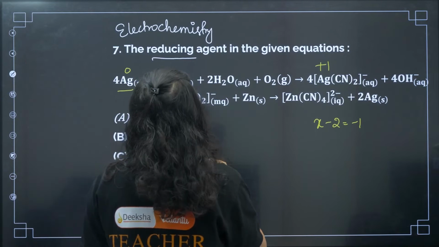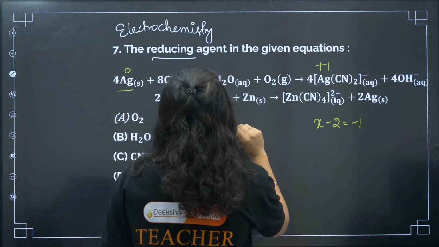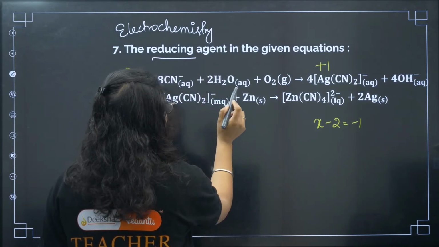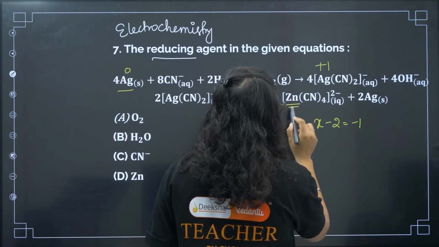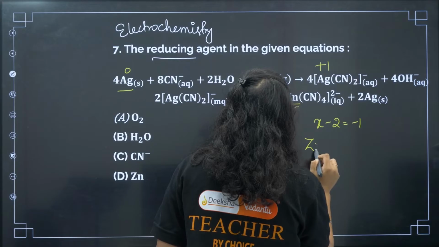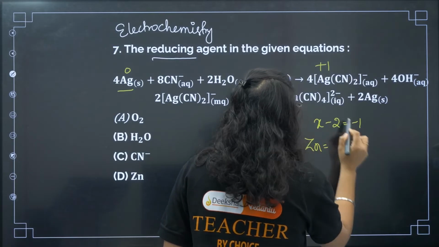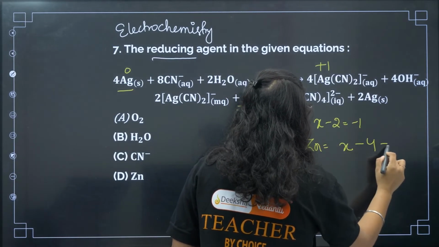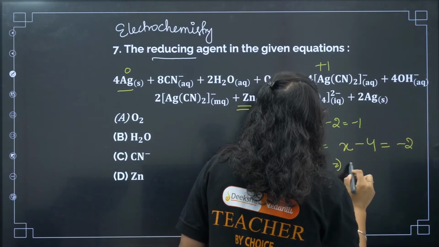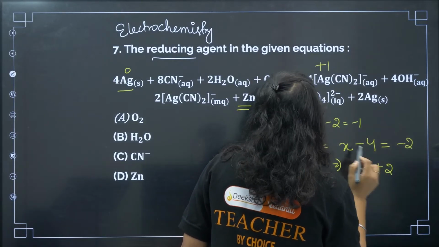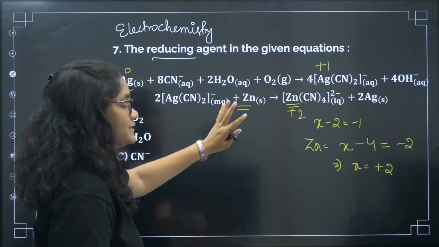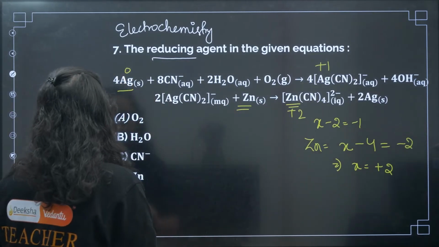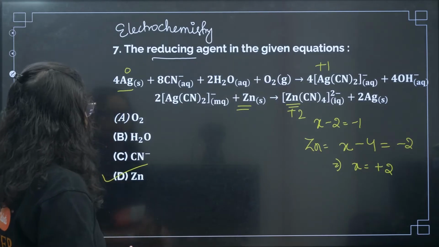Now if you see the next reaction, we have zinc here. The oxidation state of zinc here: Zn is x, right? For Zn let it be x, then CN minus 4, and then we have minus 2, so that means x is equal to plus 2, right? So Zn is going from 0 to plus 2, so definitely zinc is undergoing oxidation, so the correct answer here is option number D.